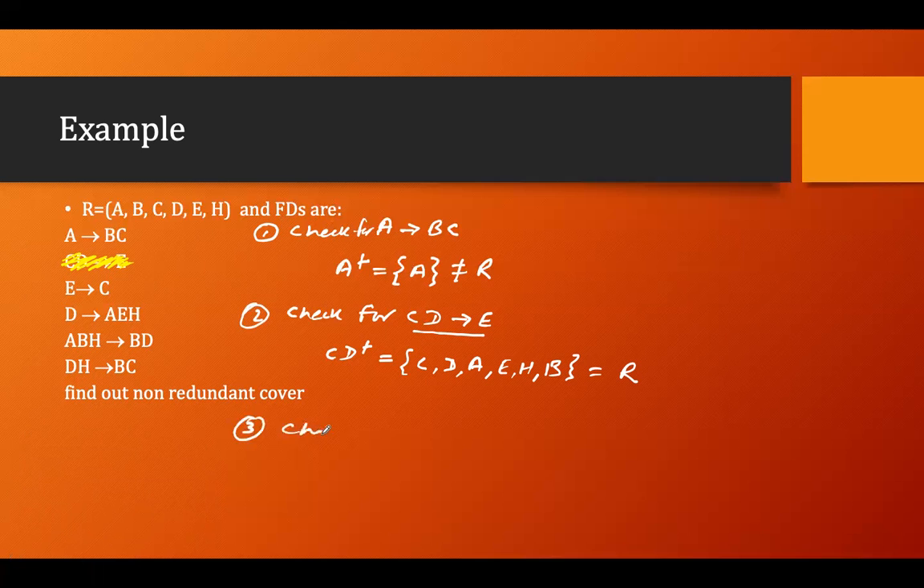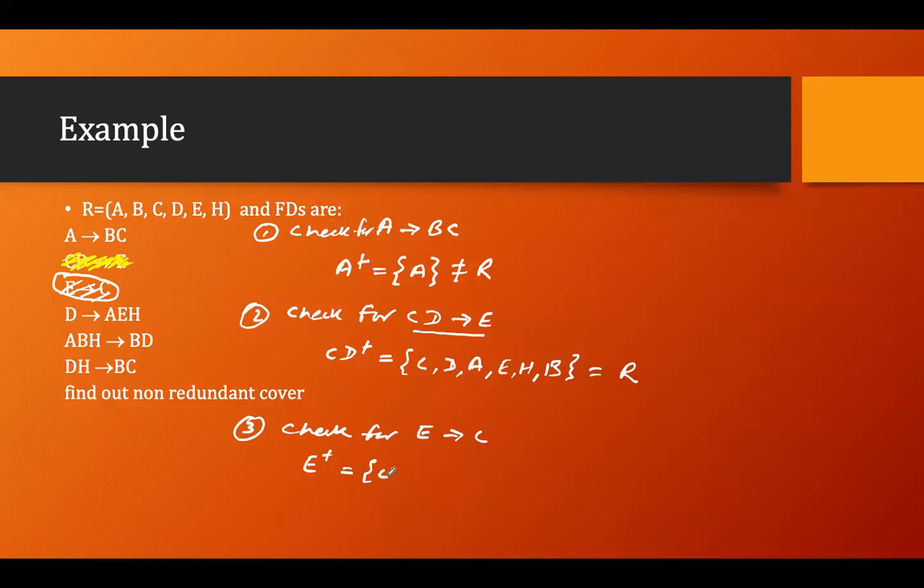Third one is check for E determines C. So how will we check E determines C? We have to find out E closure without using this functional dependency, so we assume that this functional dependency doesn't exist right now. The rest of the functional dependencies are A determines BC, D determines AEH, ABH determines BD, and DH determines BC. These exist. Now we have to find out E closure.